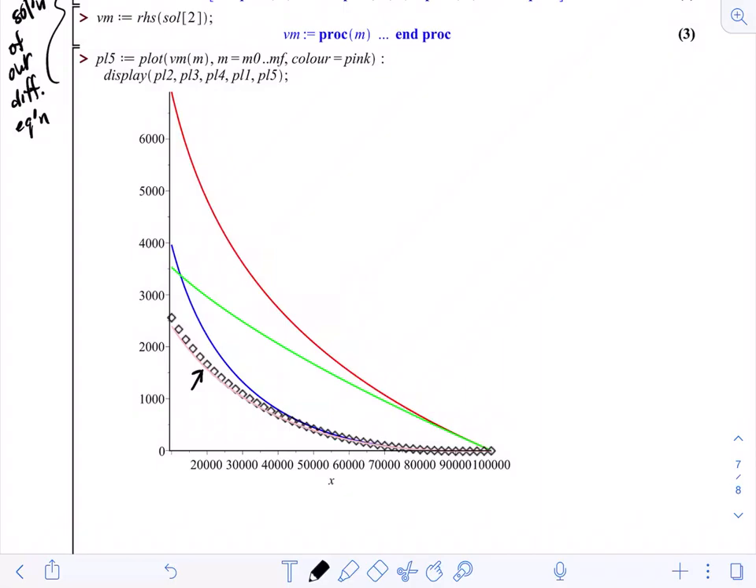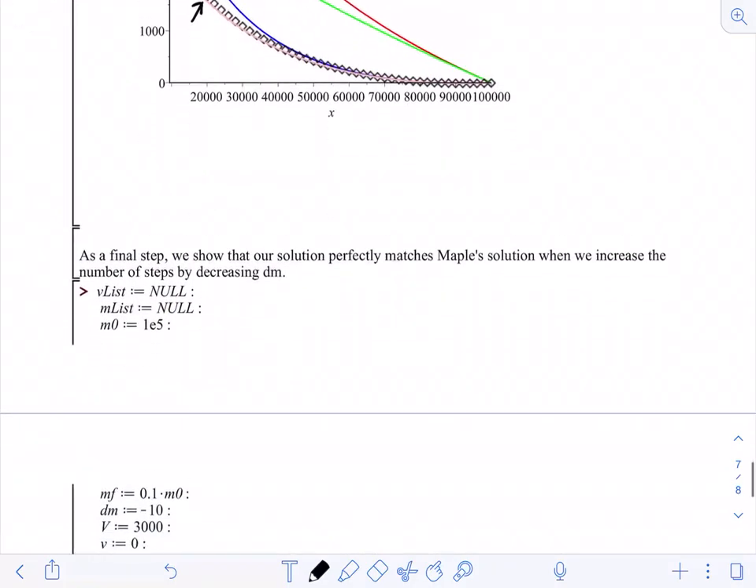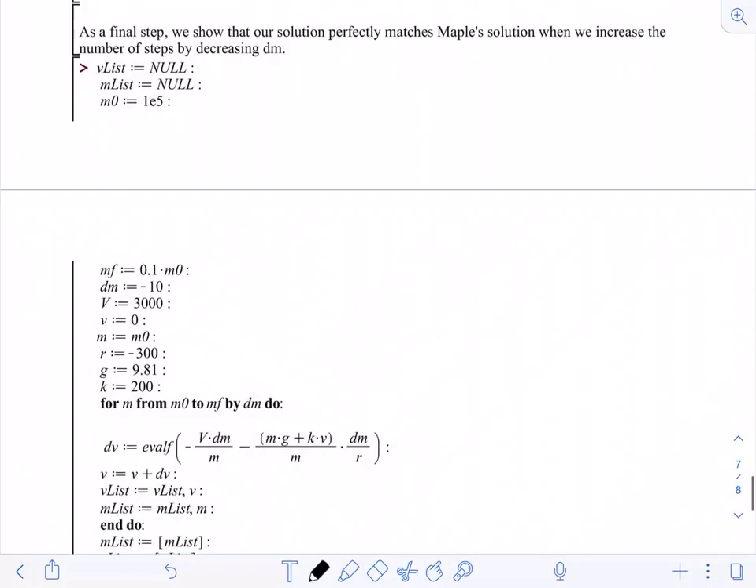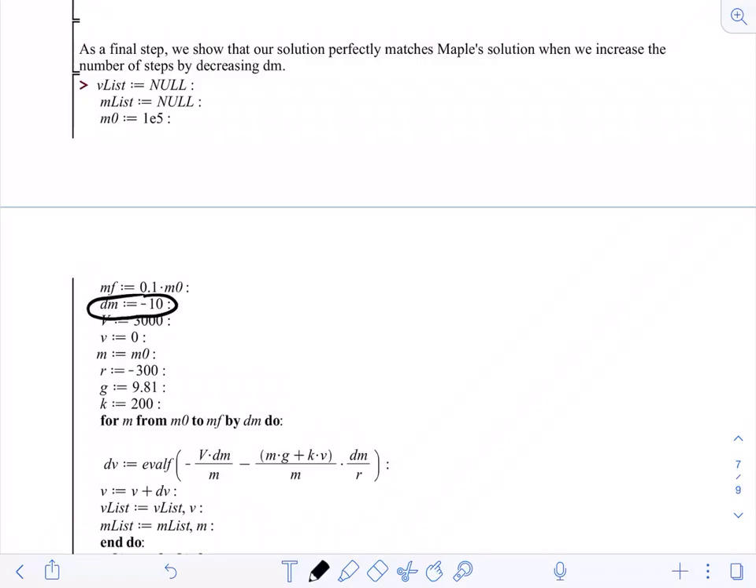The benefit, of course, of writing our own way to solve the differential equation approximately is that we know all the details of the solution, and so it makes sense to us. I just wanted to show you one other thing where I'm going to run this program again, but the only thing that's going to change is delta m, from minus 2,000 before, to minus 10. So we make our step size really, really small.